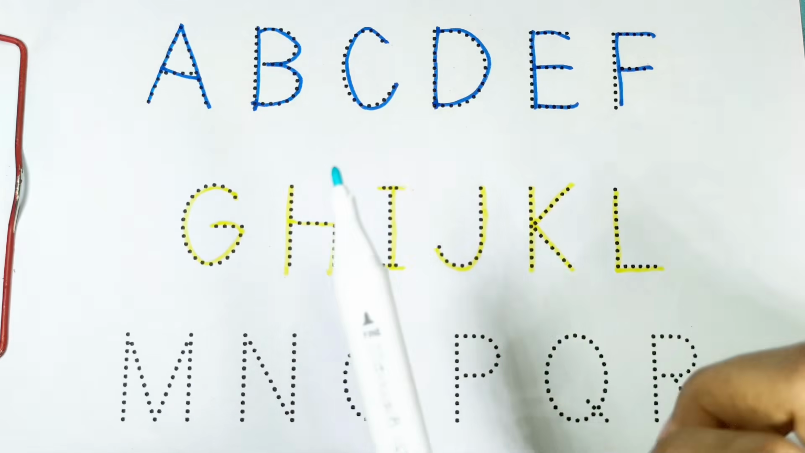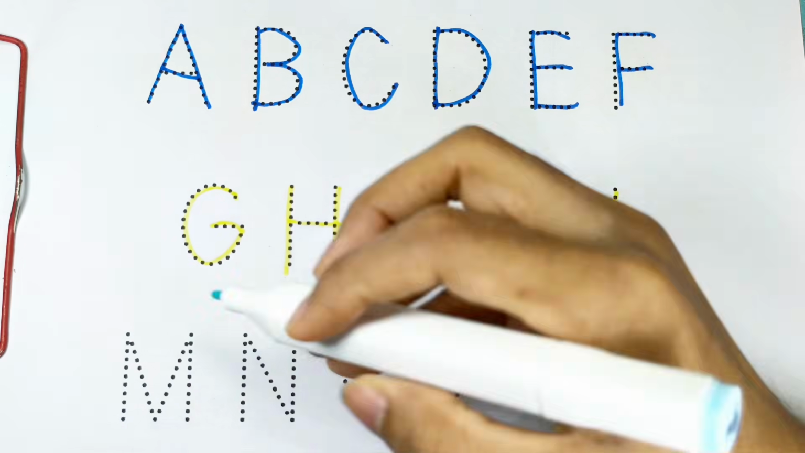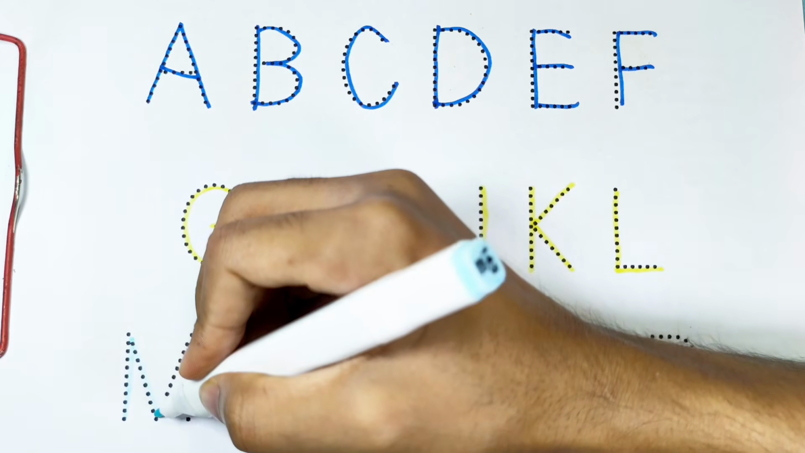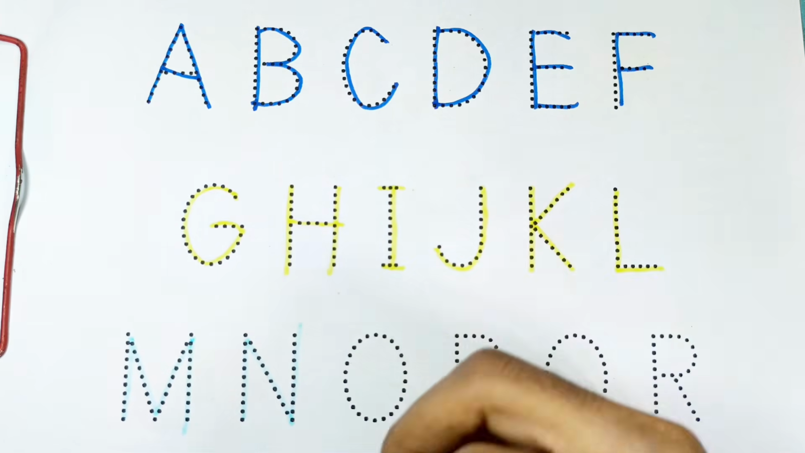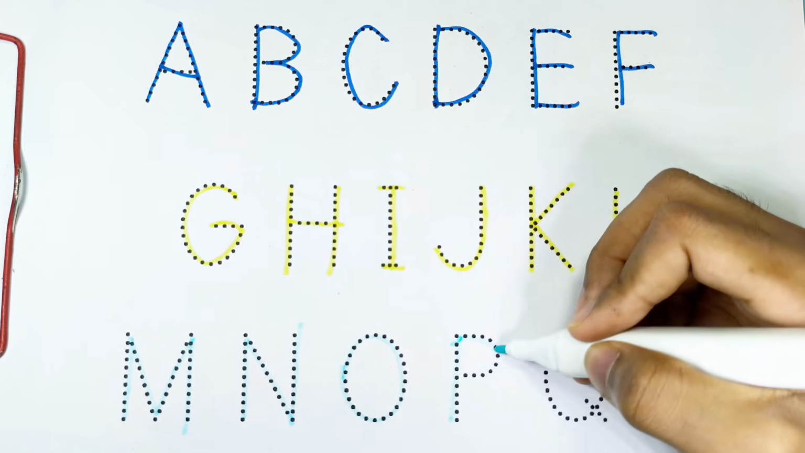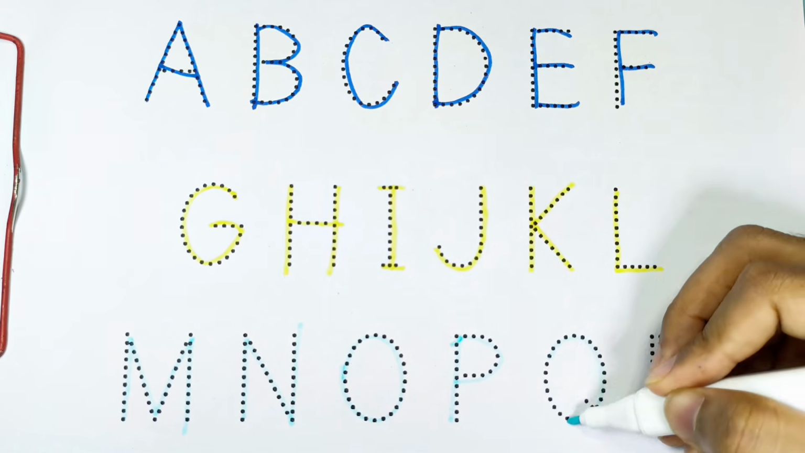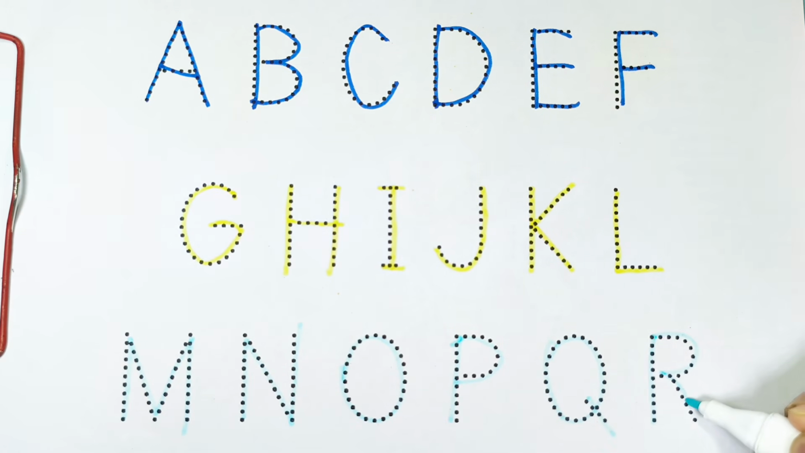Mint blue color. Now we're writing M. M for moon, M for mango. Stay with us. The next one is N. N for nose, N for nest. O for octopus, O. P for penguin, P. Q for queen, Q. The last one is R. R for rose, R for rice, R.